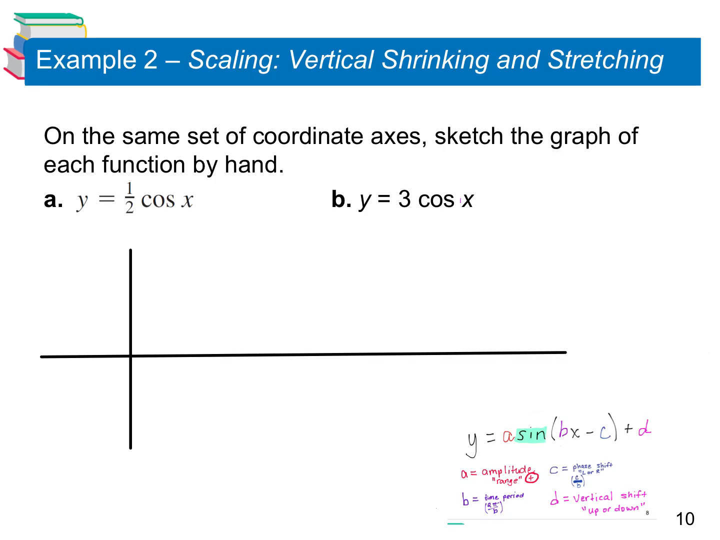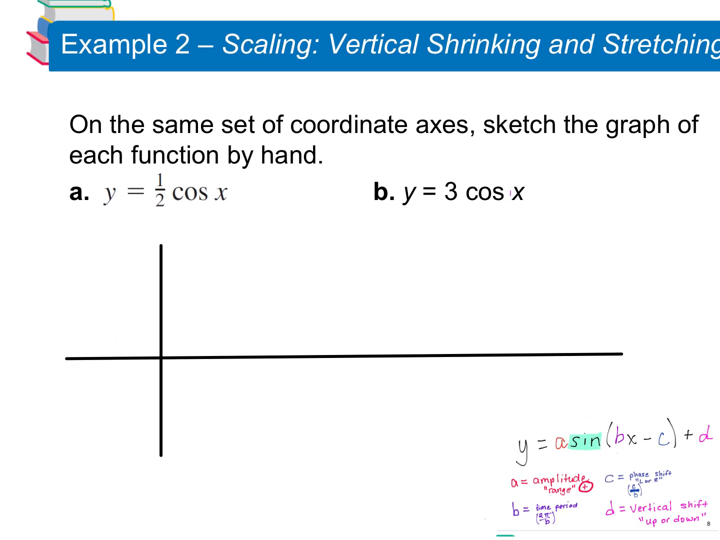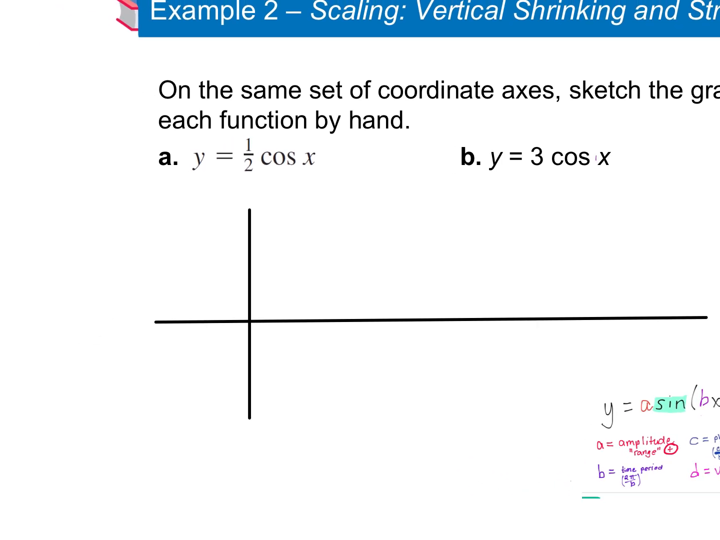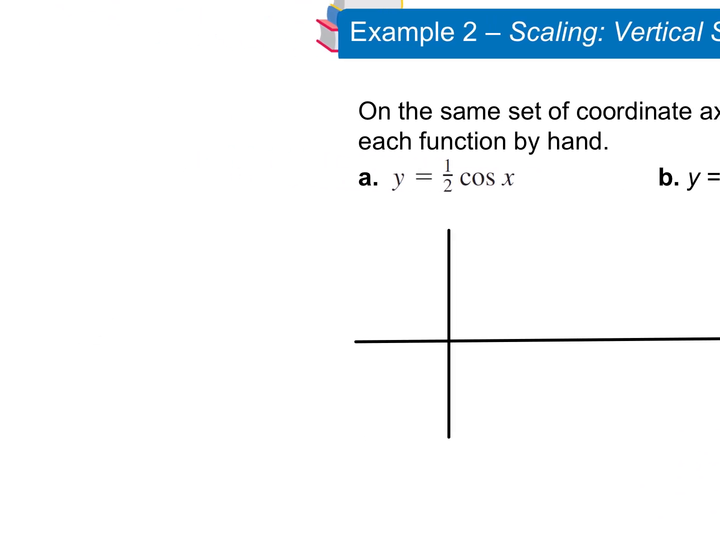So starting with example 2, it says on the same set of coordinate axes, sketch the graph of each function by hand. So we have 1/2 times the cosine of x and 3 times the cosine of x. So starting with the first one here, I'll start with the 1/2 cosine x. So we have our A, B, C, D. For every graph, I want to find the starting point. I'm going to find the period, and I want to find the increments.